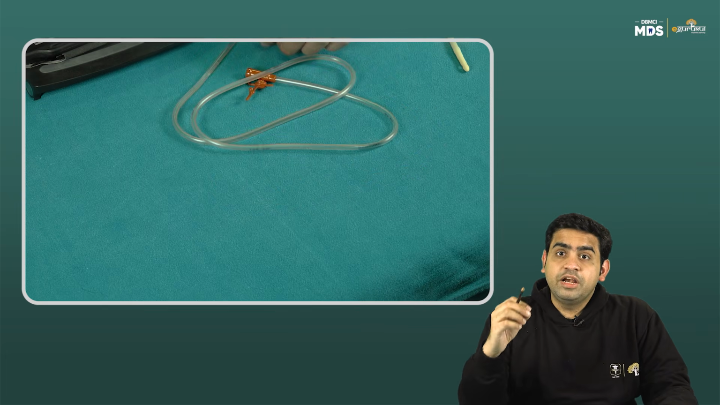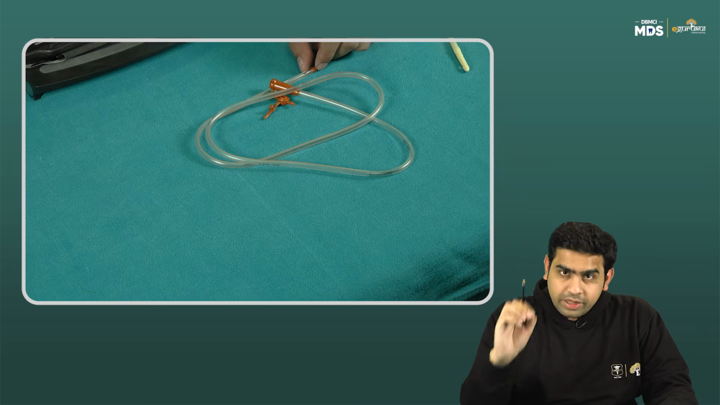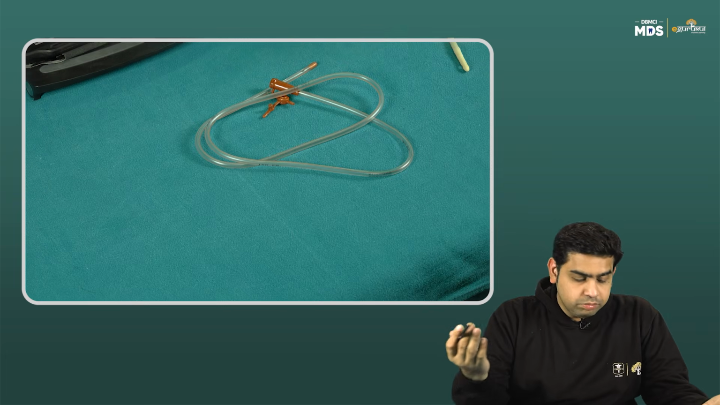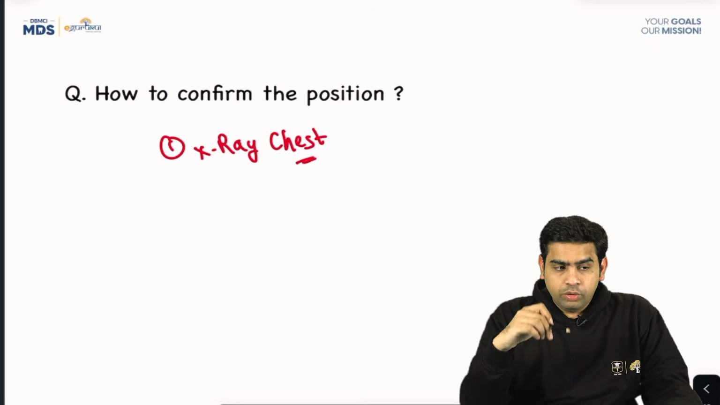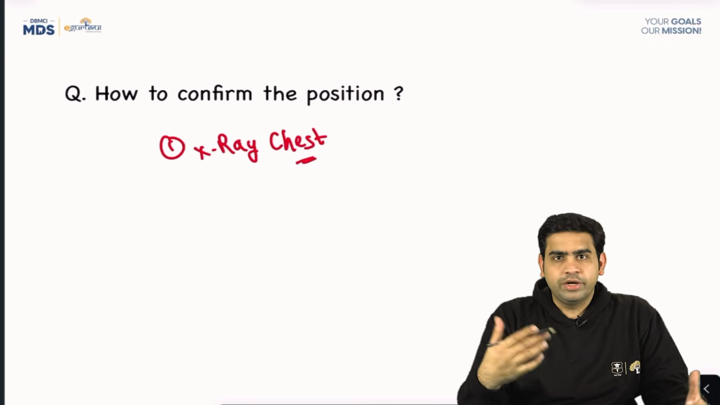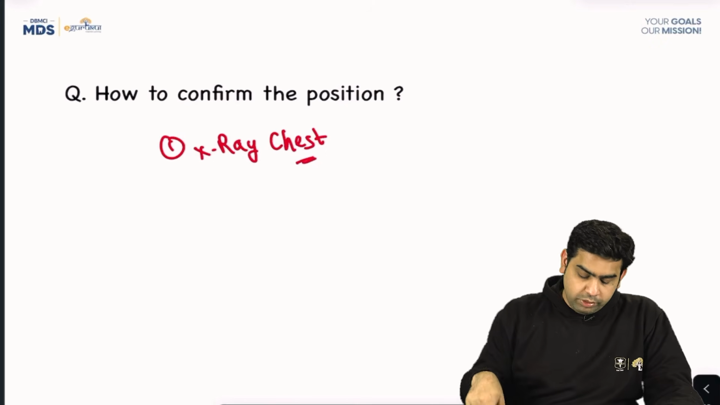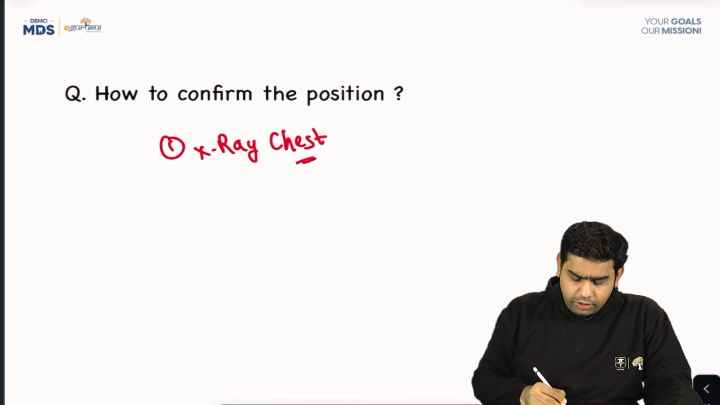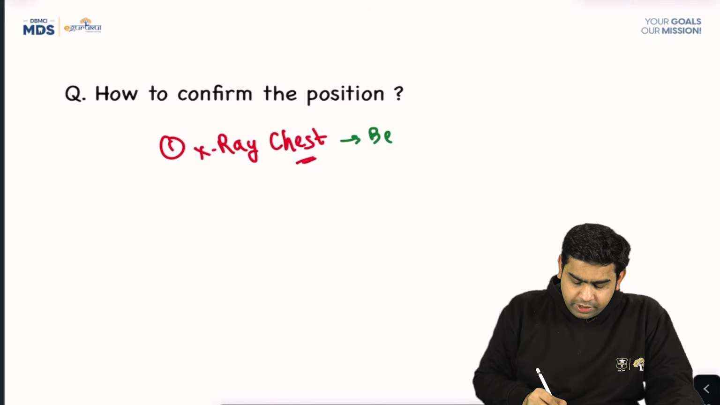What is the relevance of that? The relevance is that it is radio opaque. So when you do an X-ray, this particular thing will appear radio opaque. Perfect. So now you can say whether this nasogastric tube is in the esophagus or has reached the stomach or not. So if somebody asks you what is the best way, one of the best ways is this, to know the position of the nasogastric tube.